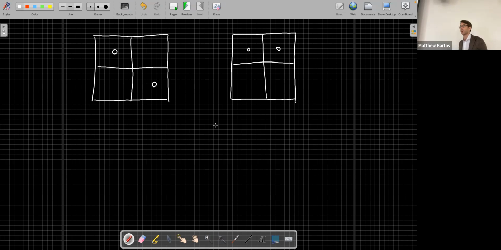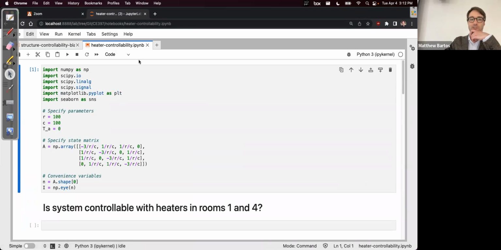And I want to look at how the total heating energy input needed to independently control each of the rooms is related to the controller placement. Okay, so first let's evaluate whether the system is controllable with these 2 controller configurations.